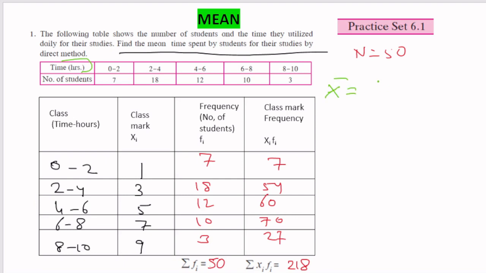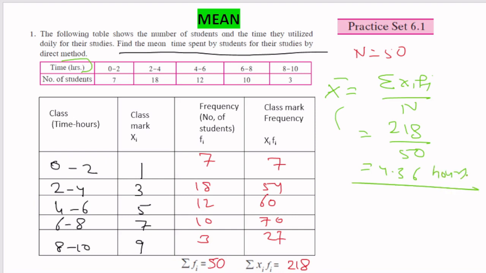Okay. So what is x bar? X bar is nothing but summation of xi fi divided by n. And what is summation of xi fi? 218, divided by n, that is 50. So 4.36. And what is this 4.36? Hours. And what is your answer then? Find the mean time spent by students for their studies by direct method. So the mean time spent by students is 4.36 hours.